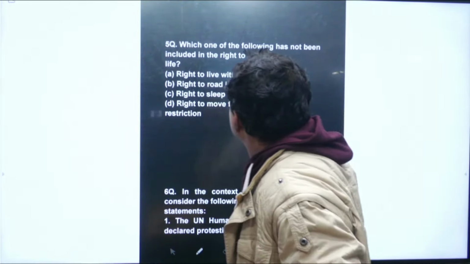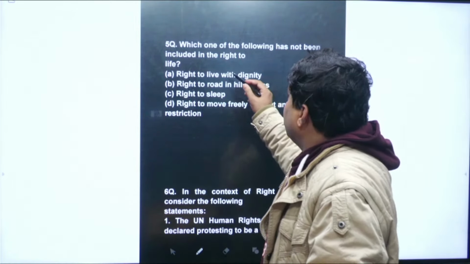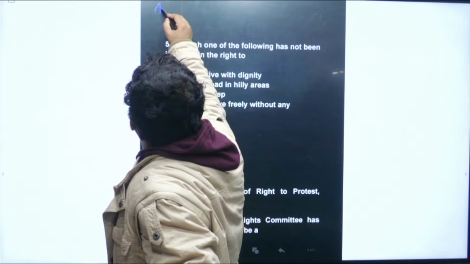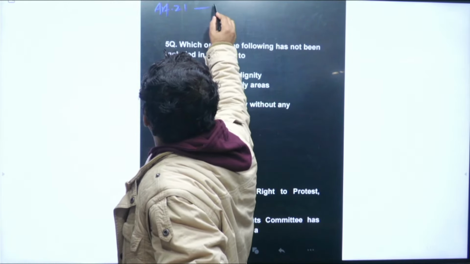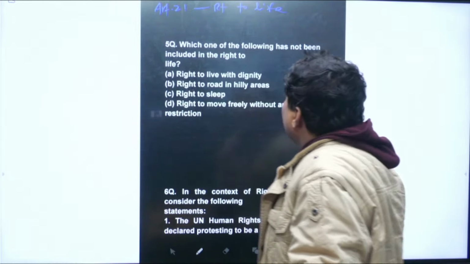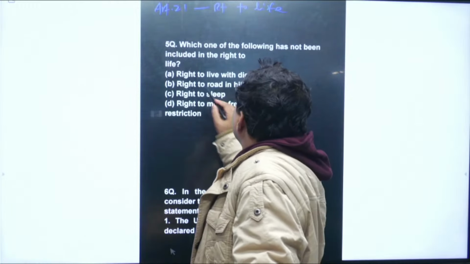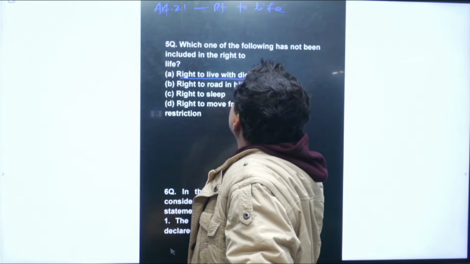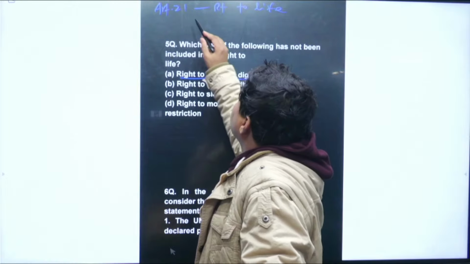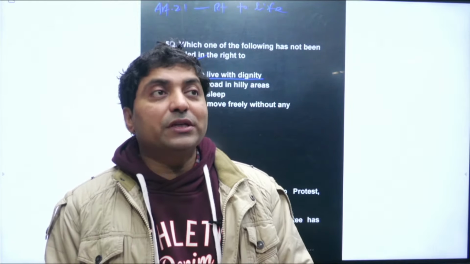Now, look at the question here. Which of the following has not been included in right to life? Here, Article 21 is right to life, and the question is, what is not included? Right to live with dignity, is it part of Article 21? Yes, it is part of Article 21. Right to life includes right to live with dignity.